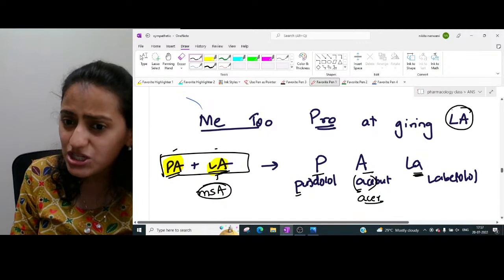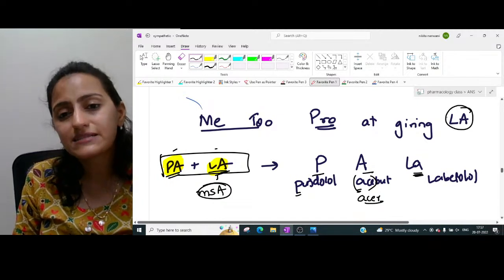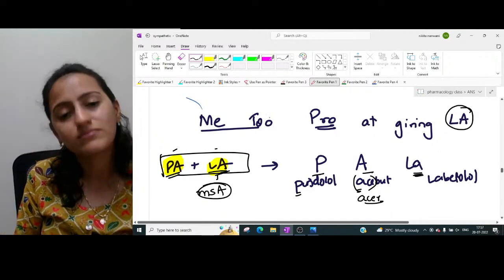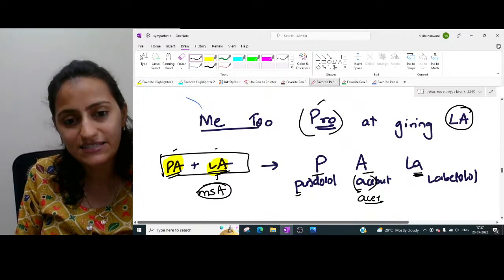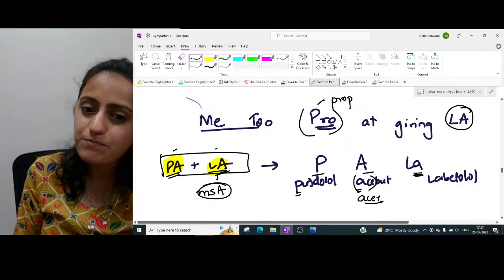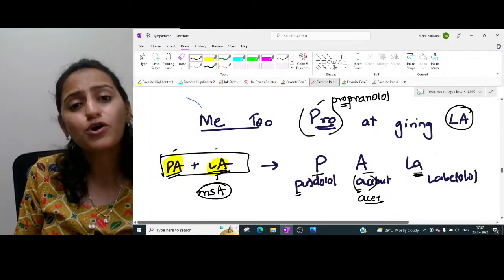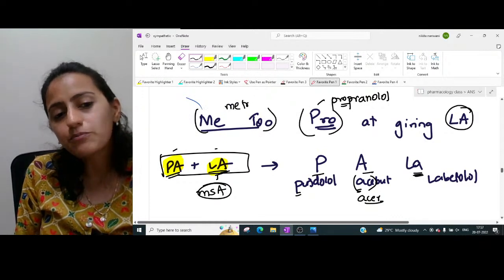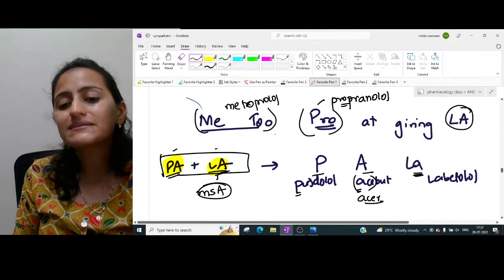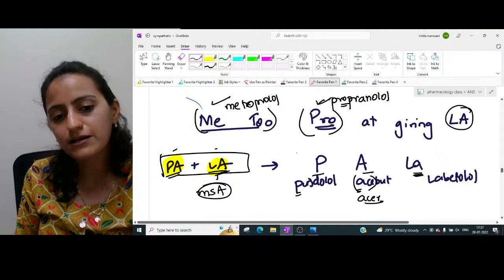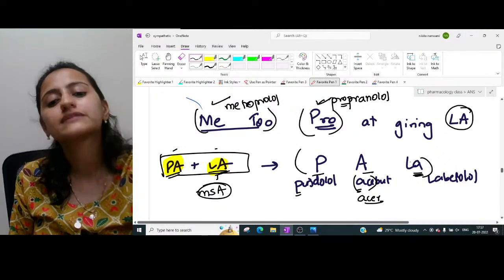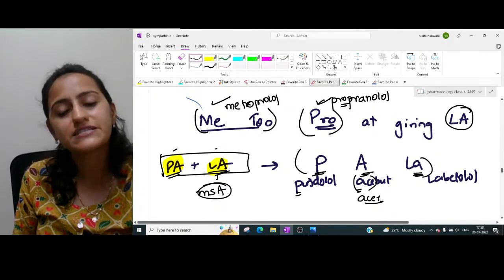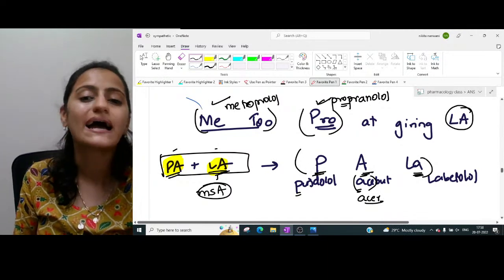Which are the drugs with local anesthetic, membrane stabilizing action? Remember, for giving local anesthesia, you have to be pro, like an expert at giving local anesthesia. So you have propranolol, and me too. Me too is pro at giving LA. Me too is metoprolol. Remember, these are the drugs, metoprolol, propranolol, and the PALA drugs. These are the ones which are local anesthetic. PALA drugs have partial agonist activity also, that is pindolol, acebutolol, and labetalol.